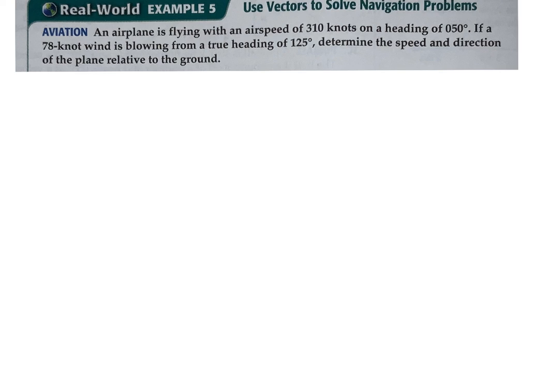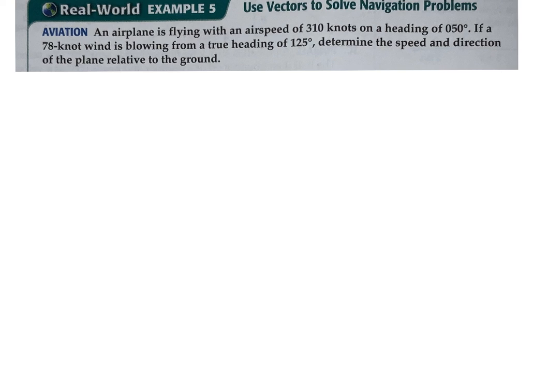This says, an airplane is flying with an airspeed of 310 knots on a heading of 050 degrees. If a 78 knot wind is blowing from a true heading of 125 degrees, determine the speed and direction of the plane relative to the ground, okay? So we have to consider two things here, the airplane and the wind, all right? And so you have to, one, be able to draw it, just to sketch it out. Not perfectly, but you do want to be able to figure out what exactly they're talking about when I have this. And so you do want to start in a coordinate plane type situation.